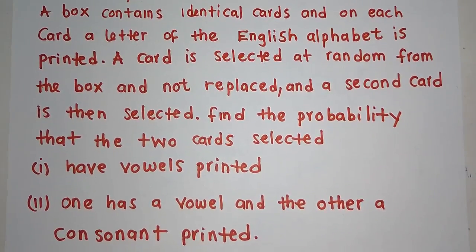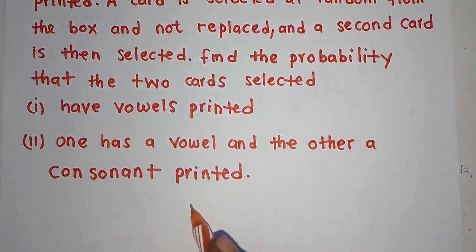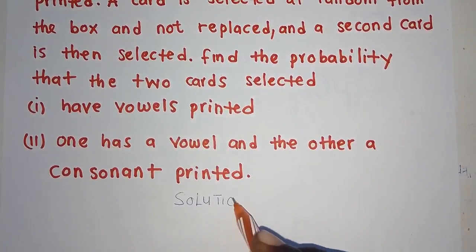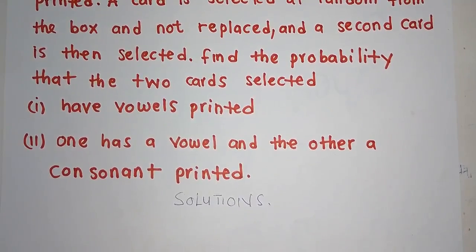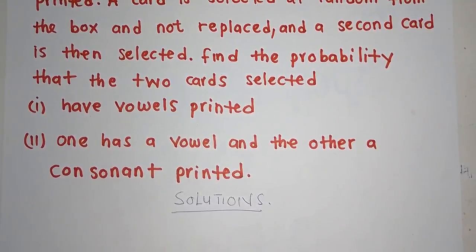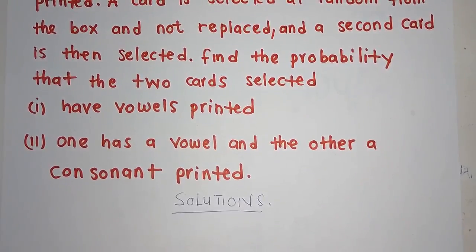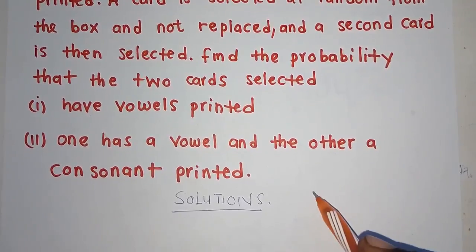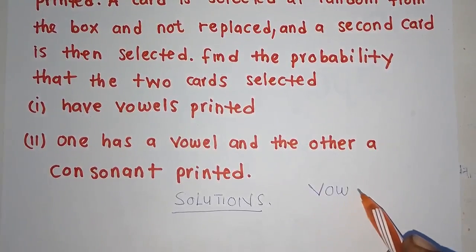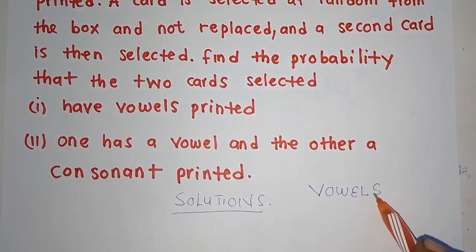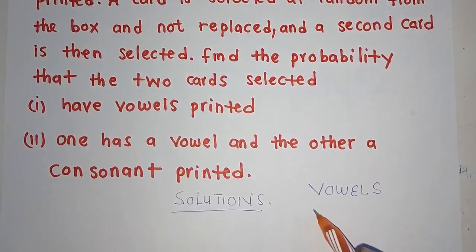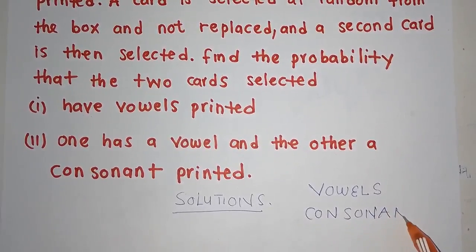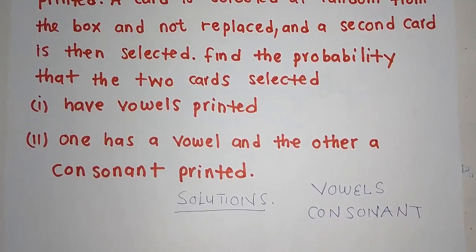So let us get started. I'll say solutions. I'm going to put my solutions here. How can you answer this question? So the question was saying that we are talking about two things here. You need to understand vowels. And then the other word is consonant. This is another word that you need to get.